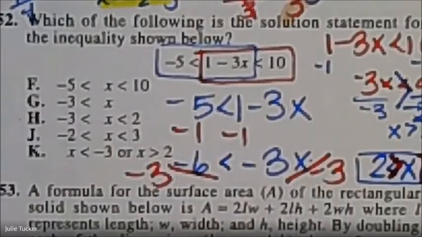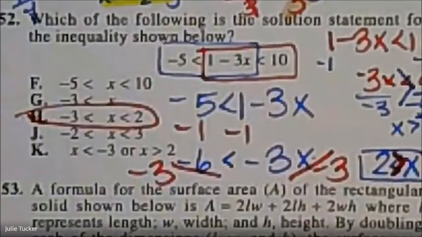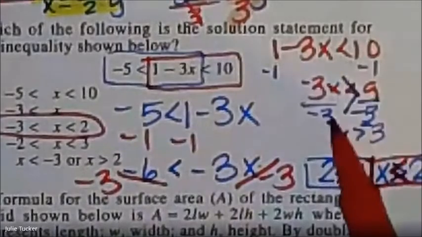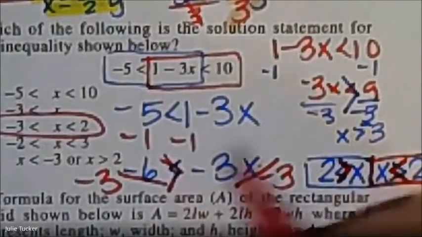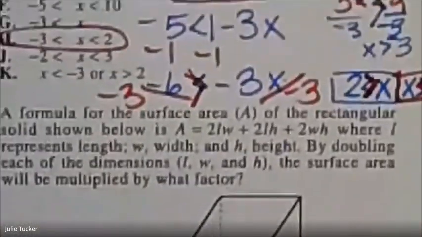Eight. Good job. That's the right answer. So what did we just review that we had forgotten about? We reviewed that you have to flip your inequality symbol whenever you have to divide by a negative. So since these made you divide by negative 3, you needed to flip that the other way. Okay. Number 53.